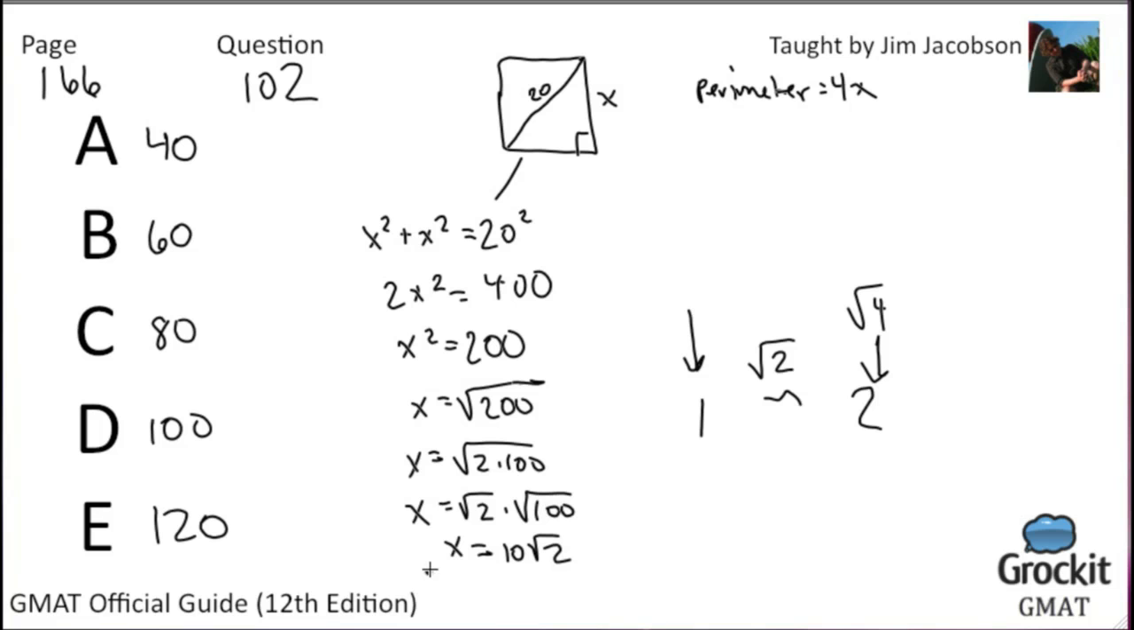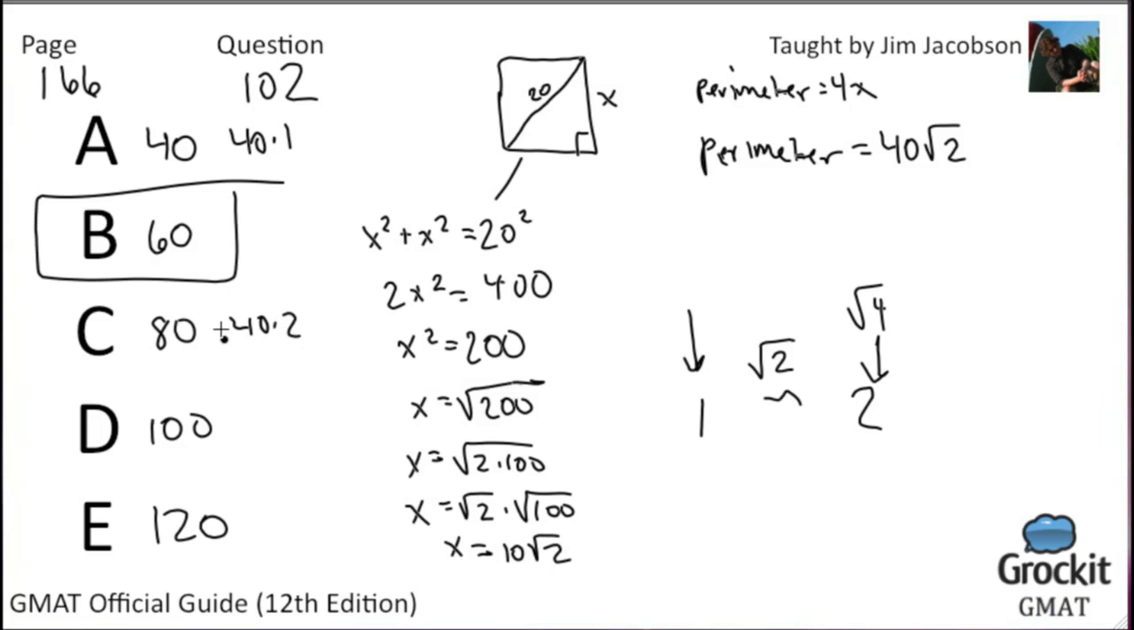And the perimeter is actually 4x. So if x is 10 times the square root of 2, the perimeter equals 4 times that, 40 times the square root of 2. Choice A is just 40 times 1. Choice B is 40 times 2. And we already established that the square root of 2 is between 1 and 2. Therefore, choice B must be the correct answer because it's bigger than A and smaller than C. Choice D and E are way out.